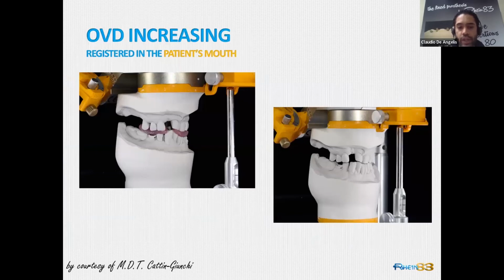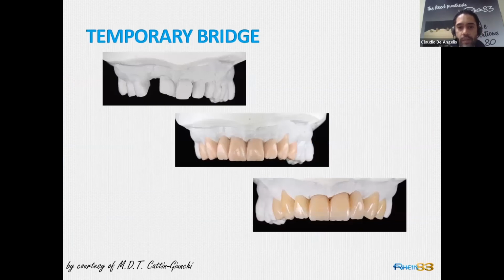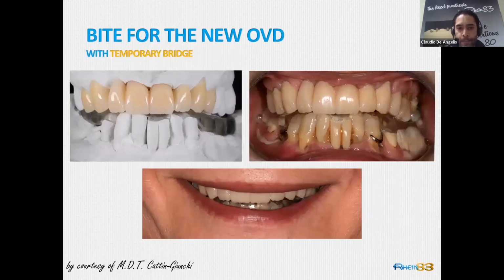Again, technicians Cattin and Giunchi needed to increase the vertical dimension of this patient. They made a temporary bridge and also a bite on the lower teeth. You can see the new bridge on the upper and the bite on the lower. On the lower jaw, the patient also has a removable denture with hooks, but basically the vertical dimension was destroyed.